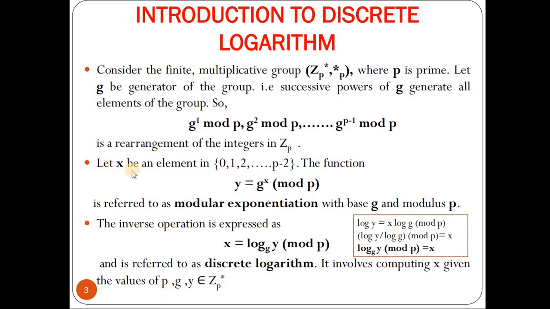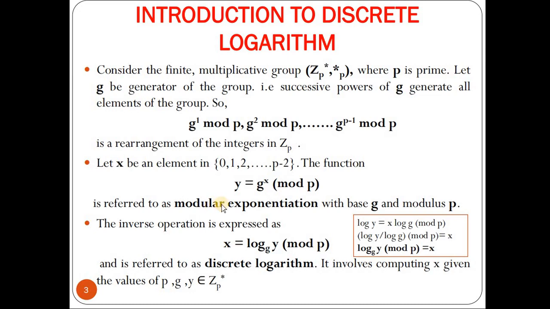Now let X be an element in the set 0, 1, 2 till P minus 2. The function y is equal to G to the power X mod P is referred to as modular exponentiation with base G and modulus P. The inverse operation is expressed as x is equal to log y to the base G mod P. Now this is referred to as discrete logarithm. Now discrete logarithm is the inverse function of modular exponentiation.